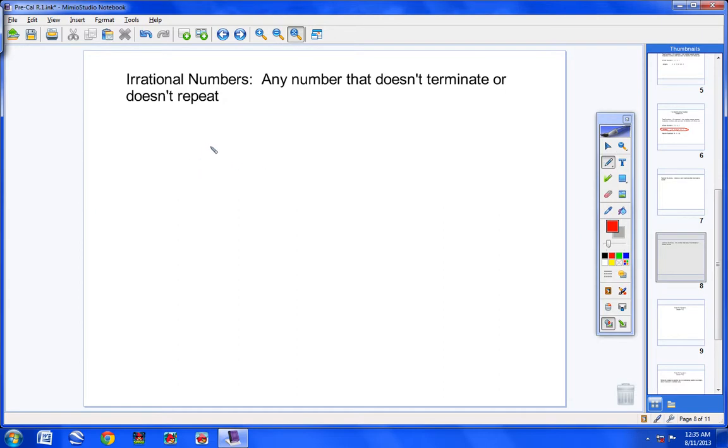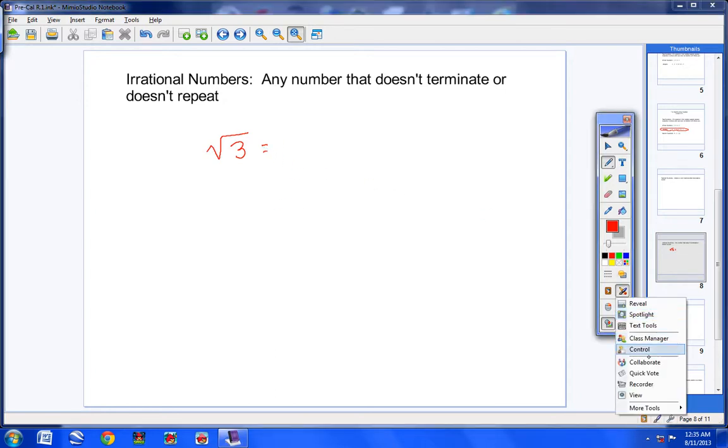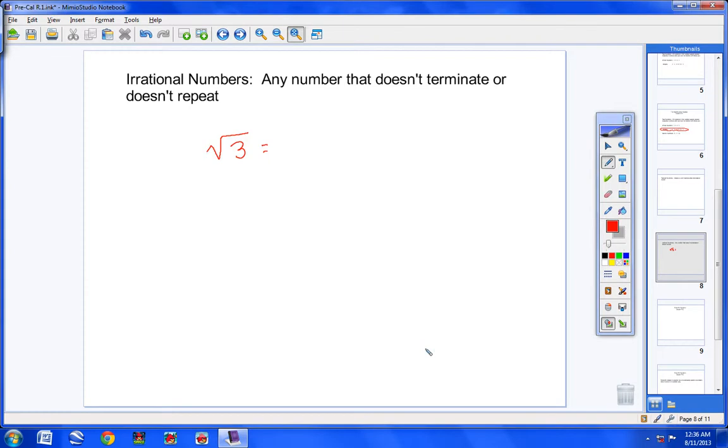What if I wrote down this, the square root of 3? Okay, well, if you were to type that into a calculator, you would get a number. Okay, sorry about that. I had to pause the video real quick. If you were to type into your calculator the square root of 3, you would get this right here, 1.73205, and on and on. It would not terminate, and it would not repeat. You would not see a pattern like 0.050505. So this is an irrational number.